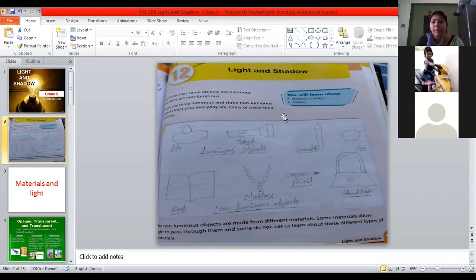These are the examples of the luminous objects. Ma'am, luminous object sun, ma'am. Non-luminous object is moon, ma'am.